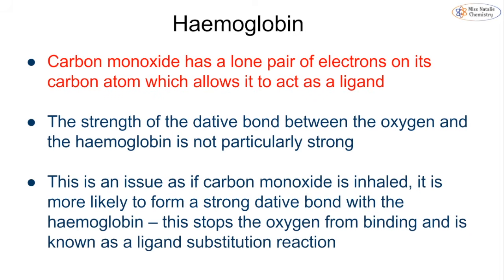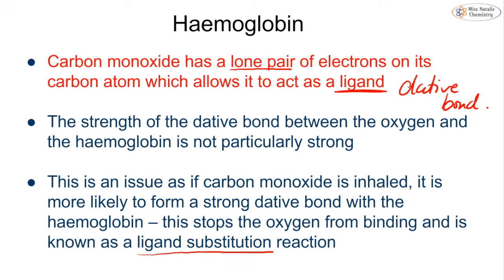Where this becomes a problem is when you have carbon monoxide. Carbon monoxide also has a lone pair of electrons. So it can act as a ligand and it can form that dative bond with the iron. The problem is, when you compare the strength of the dative bond with the haemoglobin and the oxygen to the carbon monoxide and the haemoglobin, the carbon monoxide is much, much stronger. And because it forms a much stronger dative bond, it is less likely to be removed, and that stops the oxygen from binding. And this is a ligand substitution.